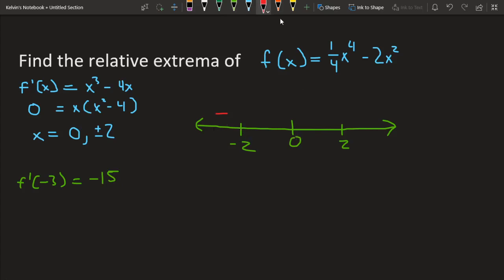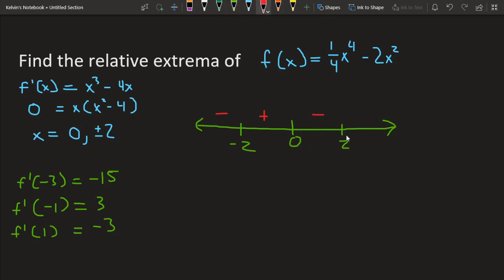And now from negative 2 to 0, we can plug in a number such as negative 1, say. And if we plugged in negative 1, we would get negative 1 times 1 minus 4, which is negative 3. Well, that would just be positive 3. So we get that this is positive. And now what about 0 to 2? Well, we can plug in a number from 0 to 2, and one such number is f prime of 1. And if we plug this in, we get that it is equal to negative 3. So this is becoming a negative right here.